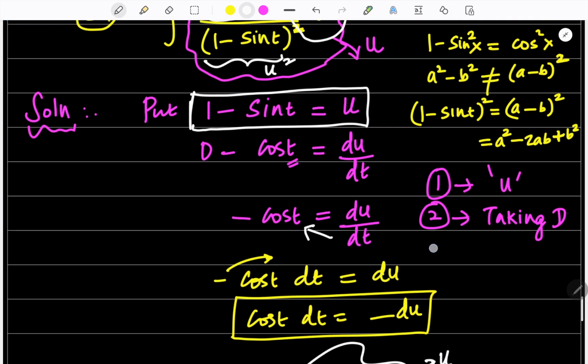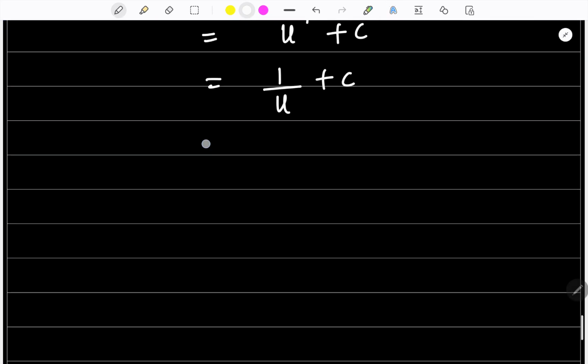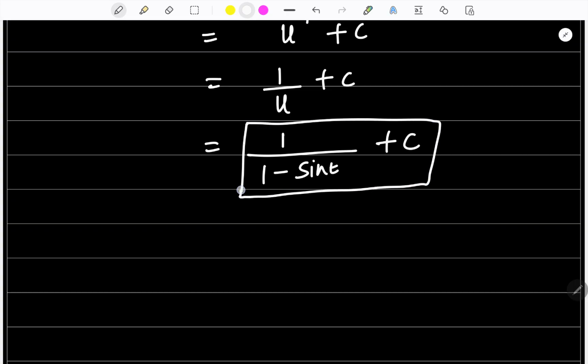What is the term you have taken as u? 1 minus sine t. So you have to replace your u. U is the dummy variable you substituted. So it is 1 over 1 minus sine t plus integrating constant c. This is going to become your final answer. So this finishes your 5.2 exercise.